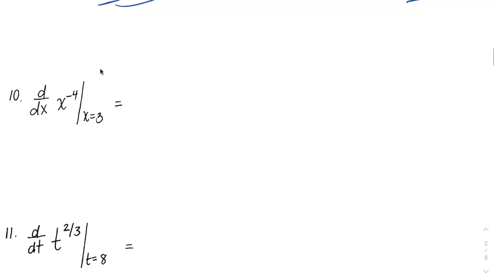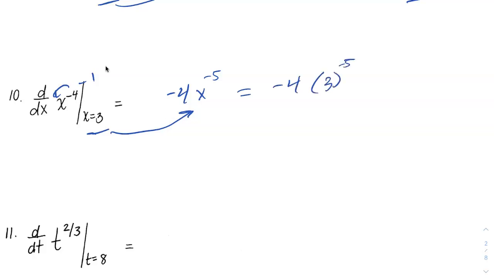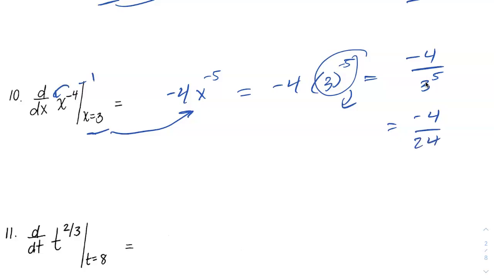Next one, 4x to the negative 4. So bring it down, subtract 1 off. Negative 4x to the negative 5. Plug in 3. So negative 4, 3 to the negative 5. Now we're going to simplify that. So negative 4 over 3 to the 5th. Remember the negative power, you just flip it, nothing else changes. 3 to the 5th is 243. So I get negative 4 over 243.